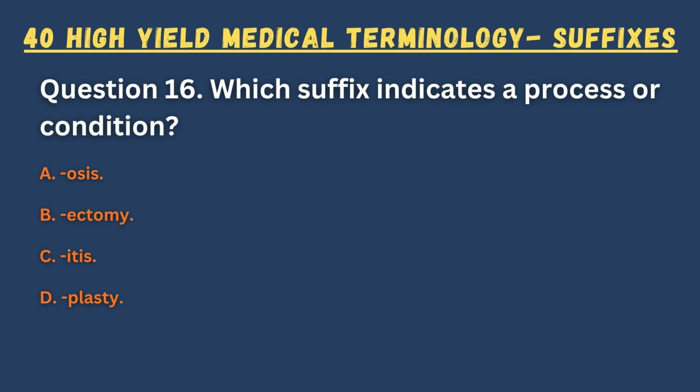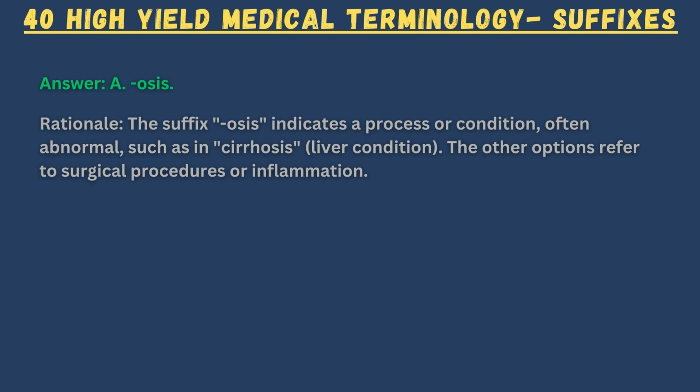Question 16. Which suffix indicates a process or condition? A. -osis. B. -ectomy. C. -itis. D. -plasty. Answer: A, -osis. Rationale: the suffix -osis indicates a process or condition, often abnormal, such as in cirrhosis, liver condition. The other options refer to surgical procedures or inflammation.